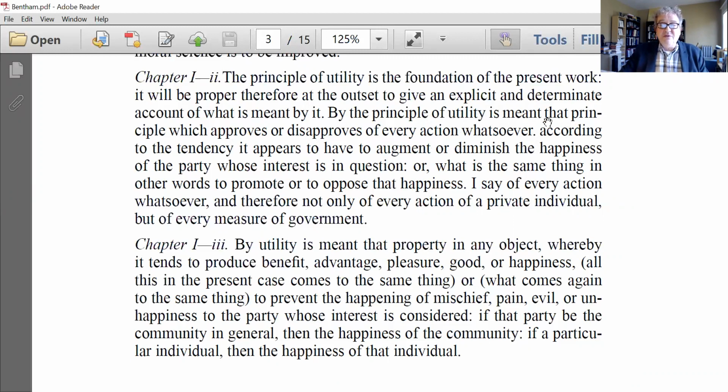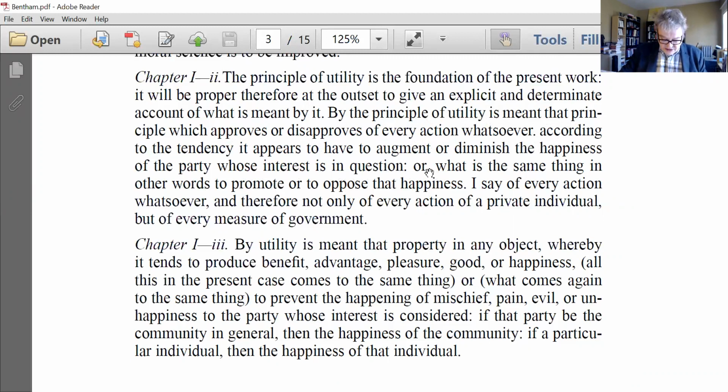what is meant by the principle of utility is that principle or rule which approves of or disapproves of every action whatsoever according to the tendency. According to the tendency it appears to have to augment, increase, or diminish the happiness of the party whose interest is in question.